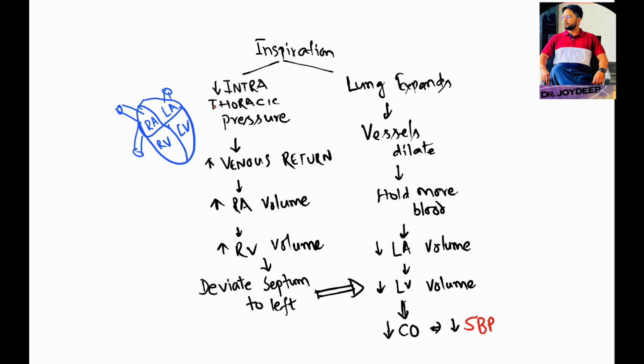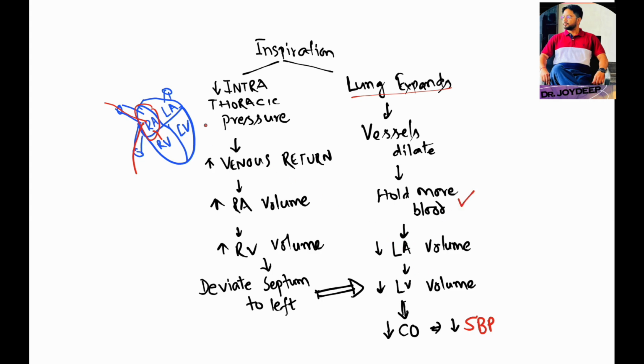During inspiration there is a decrease in the intrathoracic pressure that results in an increase in the venous return. This venous blood via the IVC and the SVC comes to the right atrium and eventually goes to the right ventricle. During inspiration, the lungs also expand, which leads to dilatation of the lung vessels. As these vessels are high capacitance vessels, they hold much more blood.